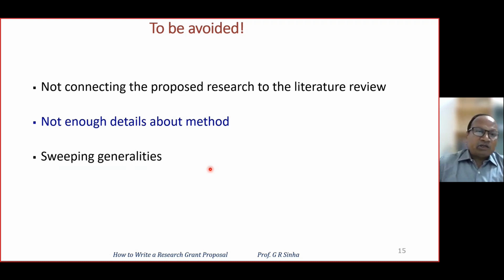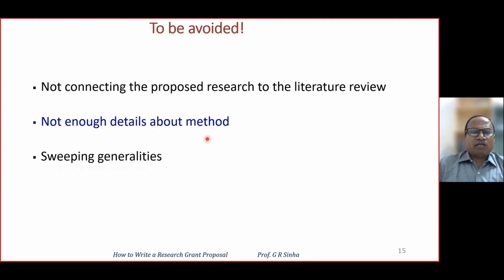What is to be avoided? Not connecting the proposed research to the literature review. So the literature review need not be just included for the sake of literature review, but it must be relevant. It must connect with the problem identified. It must connect with the gap analysis, and it must connect with the method, how the method is going to address the gap which has come out based on the critical review of literature.